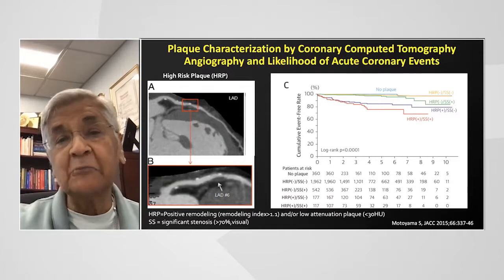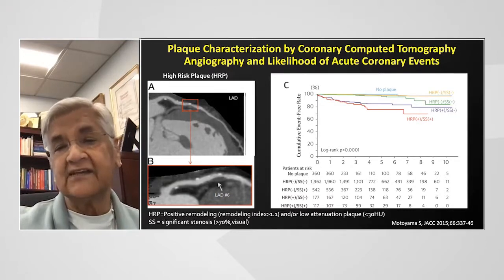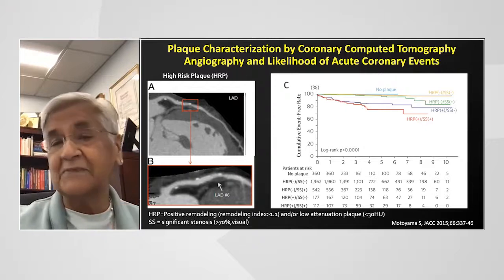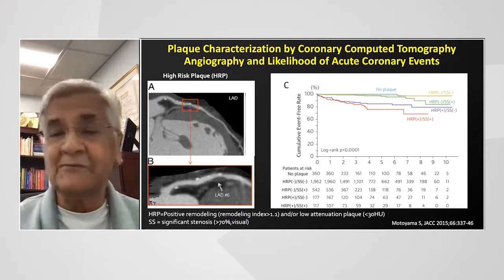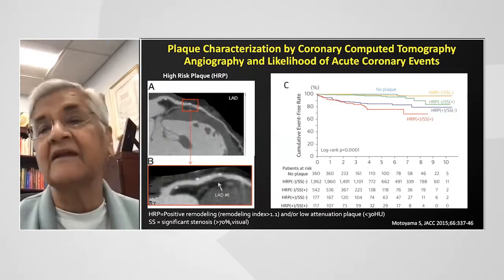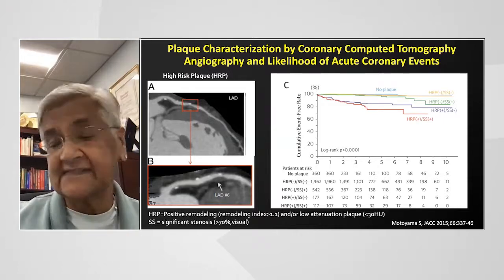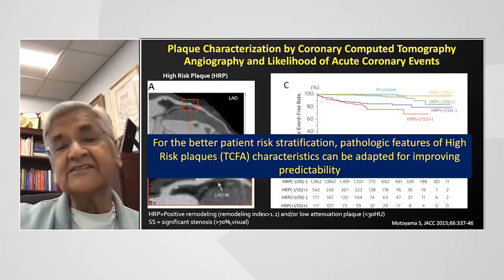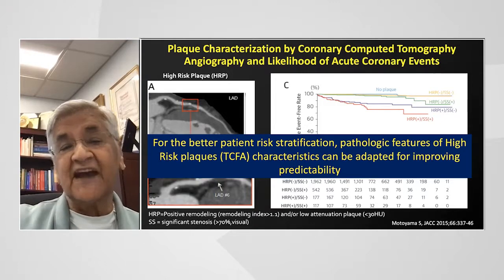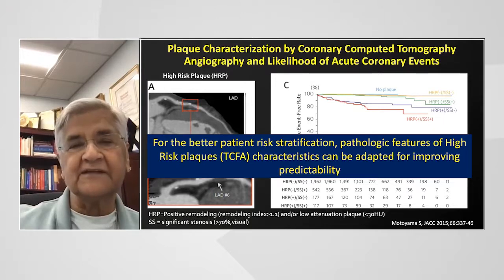So this was one of the first studies to show this, and this was very exciting to me at least. That told me that we can eventually find patients who will not, we can prevent sudden death from occurring in patients who have never presented with any symptoms and they die suddenly. So for better risk stratification, pathologic features of high-risk plaque characteristics can be adapted for improving predictability.